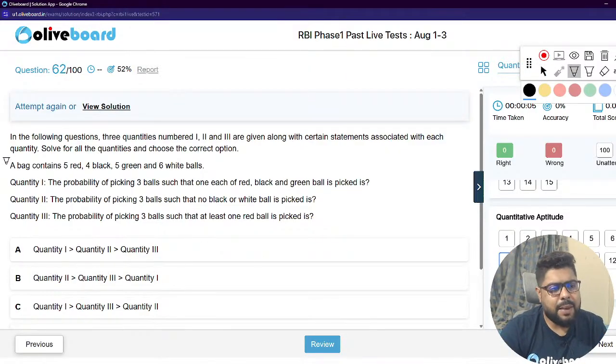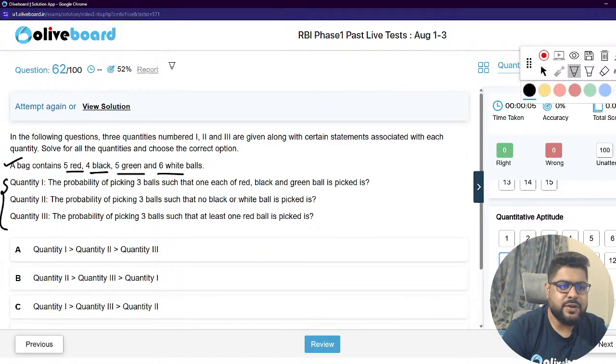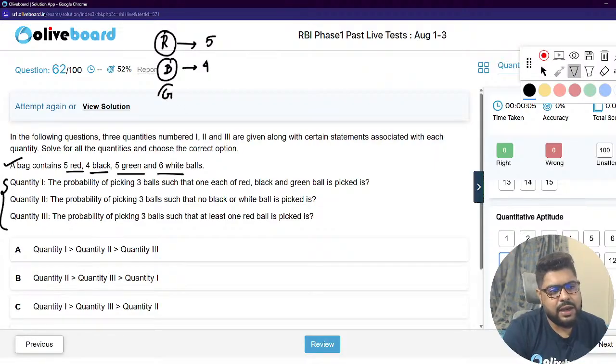Okay. A bag contains Q1, Q2, Q3 questions. 5 red, 4 black, 5 green, 6 white.